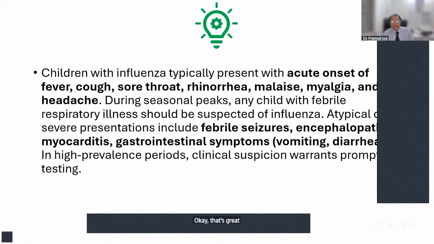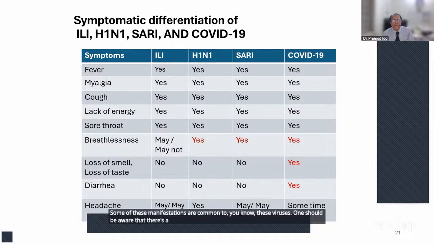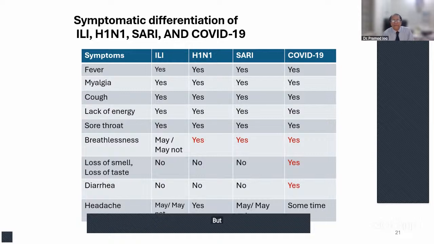Okay, that's great. And basically, the differentiation between different respiratory viruses is not very simple. Some of these manifestations are common to these viruses. One should be aware that influenza-like illness is a broad term which has been used, but H1N1 influenza is the father of all those influenza-like illnesses because it produces systemic symptoms, a headache, body ache, weakness, high fever in the beginning. So all these are not seen in viruses like rhinovirus and all, which affect only the nose, where a localized infection takes place.